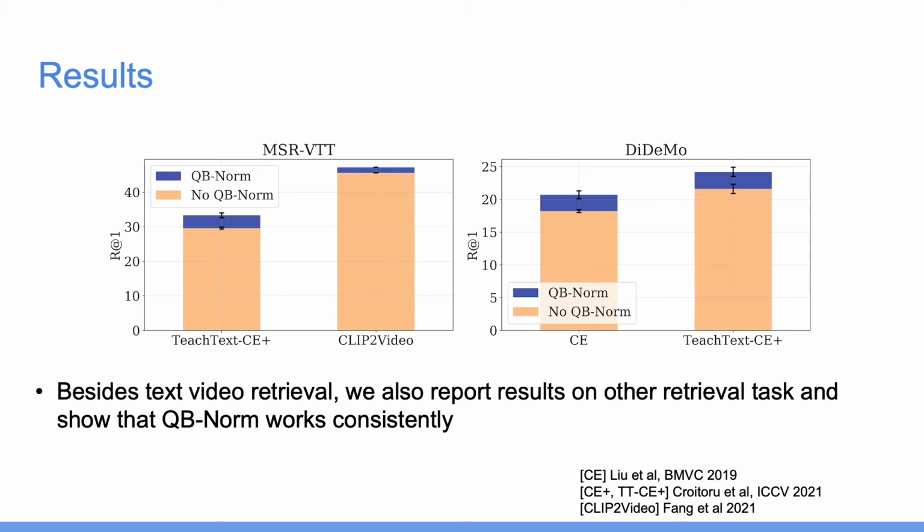As it comes to the results, we show in extensive experiments that using QB-norm the performance increases and also the hubness problem is mitigated. In our paper, you can find results using more methods and on more datasets. Furthermore, we proved that QB-norm can be successfully applied on other retrieval tasks.